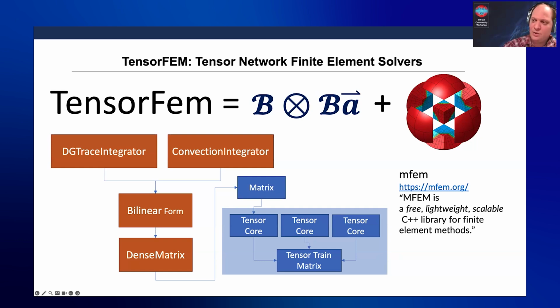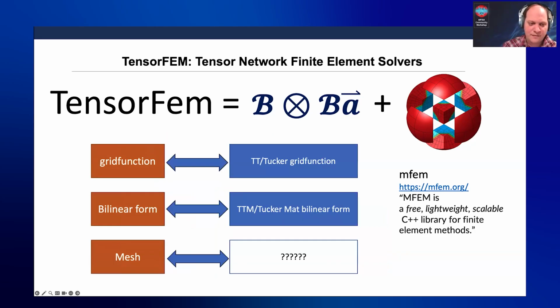So it opens up a new kind of paradigm in terms of what we could do for preconditioning. We can turn grid functions into these tensor train grid functions, bilinear forms, and do tensor train matrix bilinear forms. I'm still working on figuring out what to do with the meshes. I have some interesting, very early results on transformations I'll show in a second.